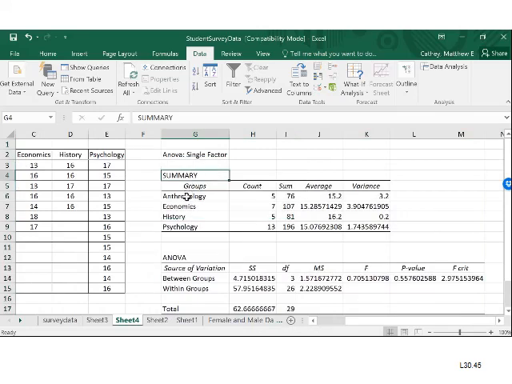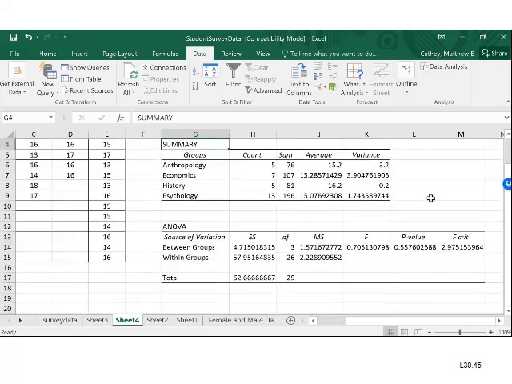And you see everything we need to know. Here are our 4 groups, the counts within each group, the mean within each group, and the variance within each group. Further down, we see the complete ANOVA table, including the sum of squares for the variation between groups and within groups, the mean of squares between groups and within groups, with the degrees of freedom.